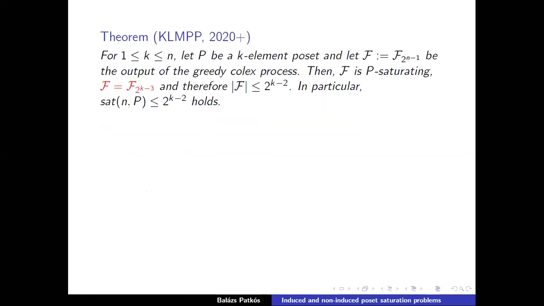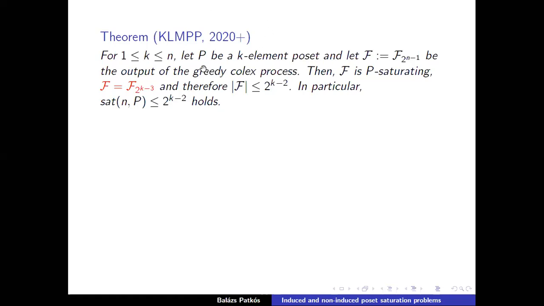Our claim is that no matter what P is, remember, the greedy colex process says to do this greedy thing with this order, meaning that the first set is the empty set, then its complement, then the singleton 1, then its complement, and so on. And we do it for a poset P on k elements, so that means that we add the set if it doesn't create a non-induced copy of P, and if it does, then we don't add it.